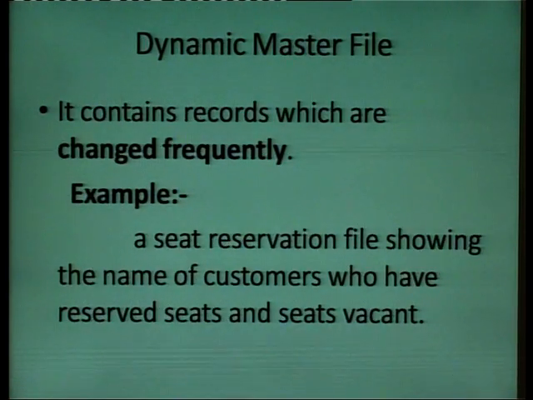So the dynamic master file, जैसे नाम से पता चल रहा है, contains records which are changed frequently. The example is a seat reservation file showing the names of customers who have reserved seats and the seats vacant. Is it clear? So this is the dynamic master file, which consists of records that change frequently.